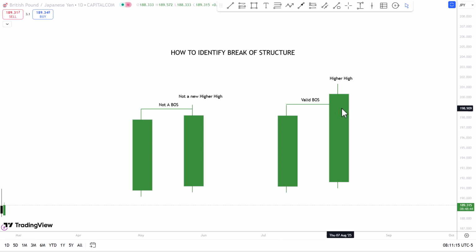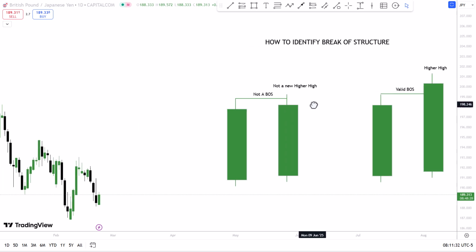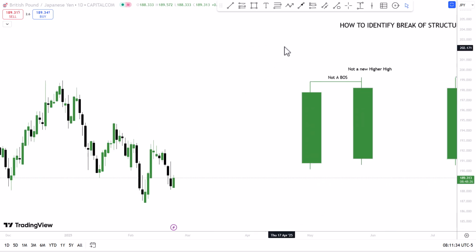So over here, you can see the body of the candle broke and closed above this previous high. So we can now say that yes, this is a valid break of structure because the body of the candle closed above this previous high. But at this point, what just happened was that we wicked through it. So it's only the wick that was there. So it's not a valid break of structure. So let me find a chart example.